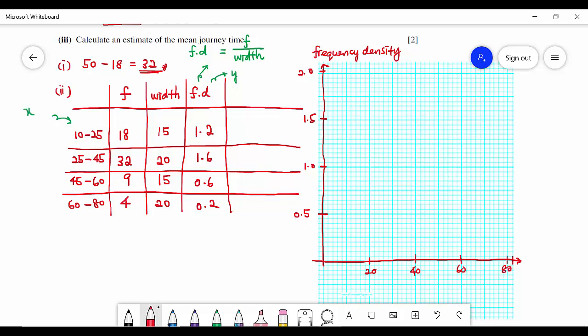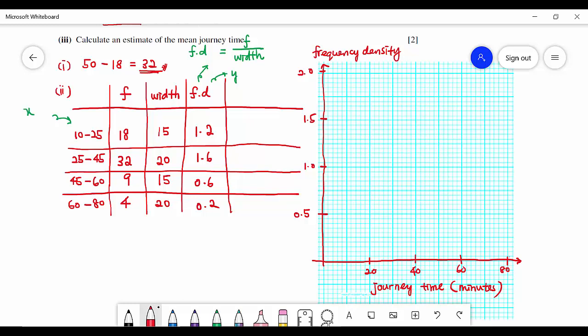So don't forget to label your x-axis as well. The x-axis will be actually the journey time, in minutes. And the y-axis will be the frequency density for sure.